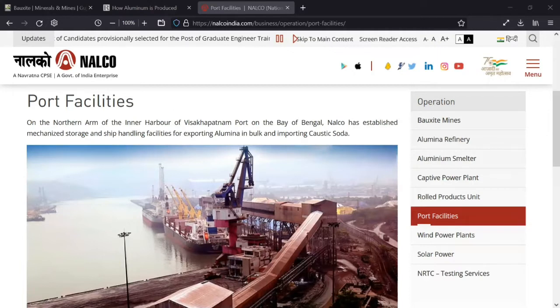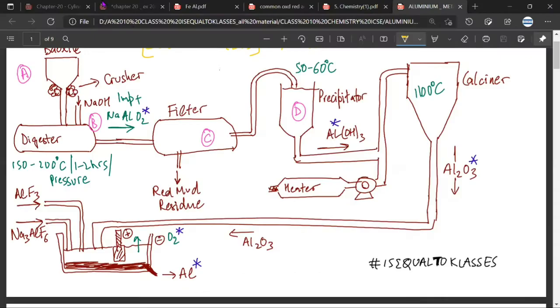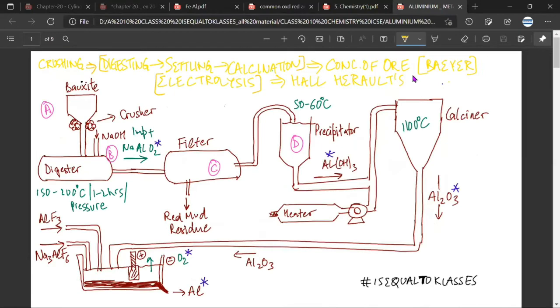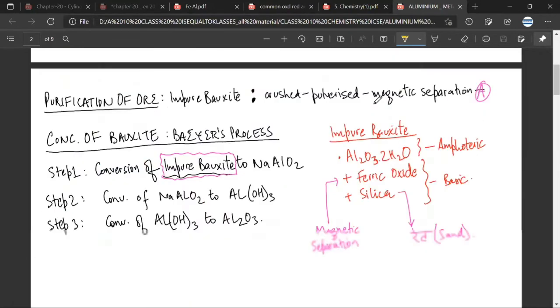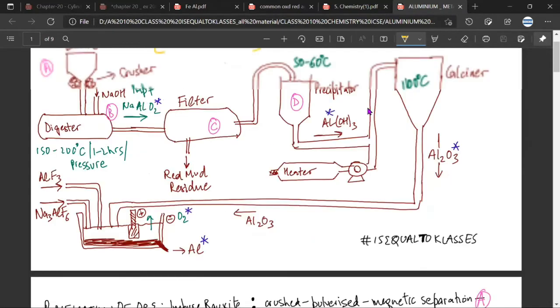Yes, sir. So let us come back to our syllabus requirement. Okay. Have you understood the gist of the process? Yes, sir. So digesting, settling, calcination is part of concentration of ore, which is called the Bayer's process. The electrolysis part is called the HALLHERAULT process. Okay. The first part, the purification of ore, the impure bauxite that you get, it is crushed, pulverized, and magnetic separation.